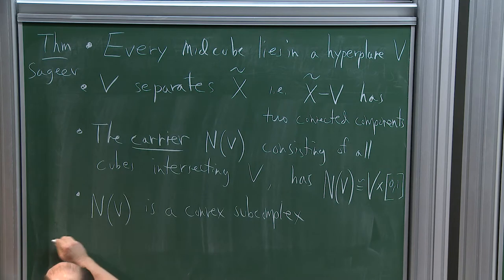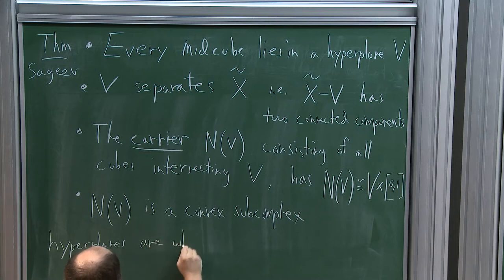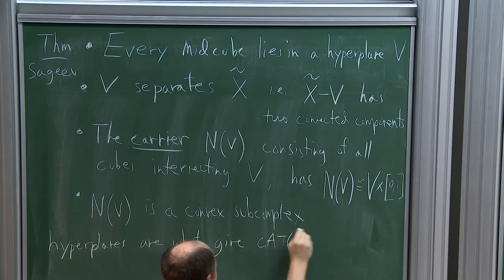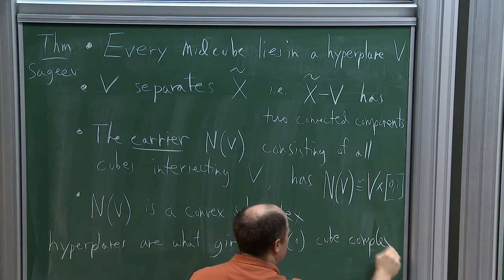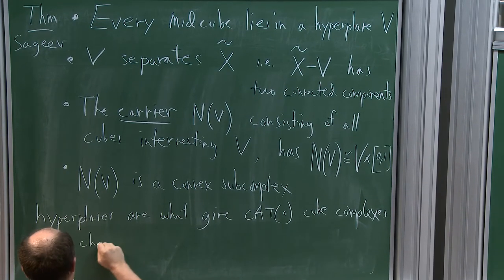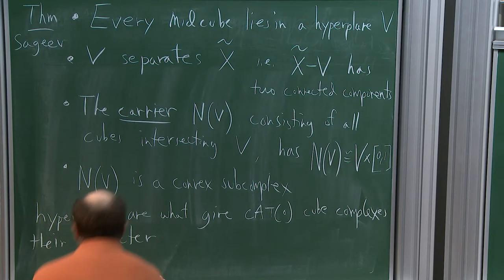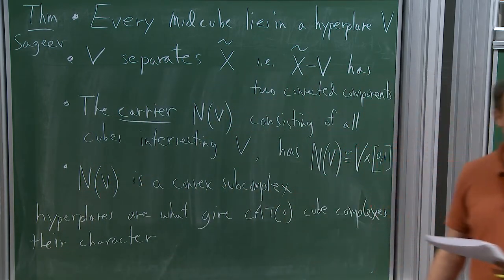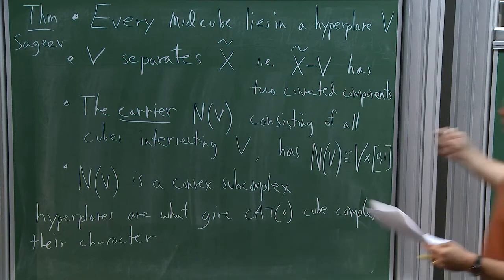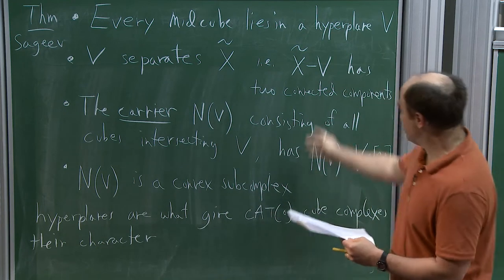It turns out that hyperplanes are what give CAT(0) cube complexes their character. The world is filled with many CAT(0) spaces, many wonderful spaces that satisfy this CAT(0) inequality, and CAT(0) cube complexes are among these spaces. But what really distinguishes them and makes them have extra wonderful features are these hyperplanes, these separating hyperplanes.